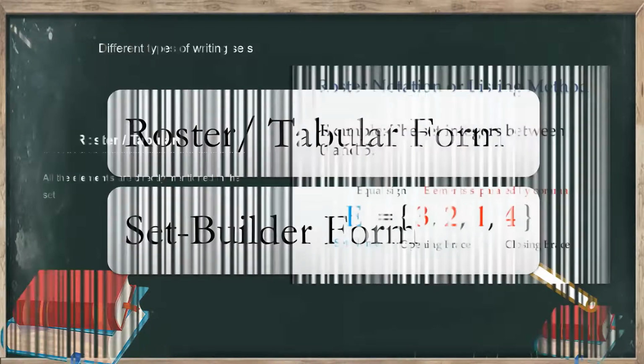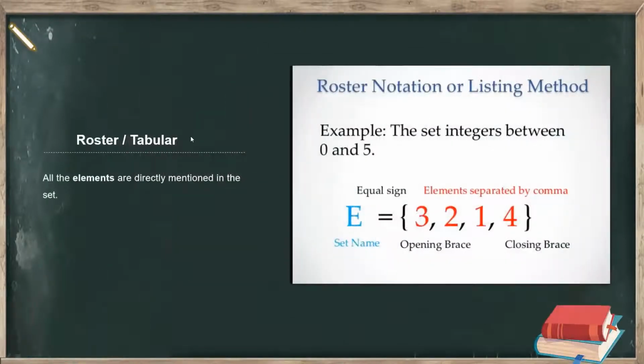Now, roster form or tabular form. All the elements are directly mentioned in the list. This is also called a listing method. In here, there's nothing to think, there's nothing to derive, because all the elements are directly given here. This type of writing is called roster form, roster notation, however you call it.